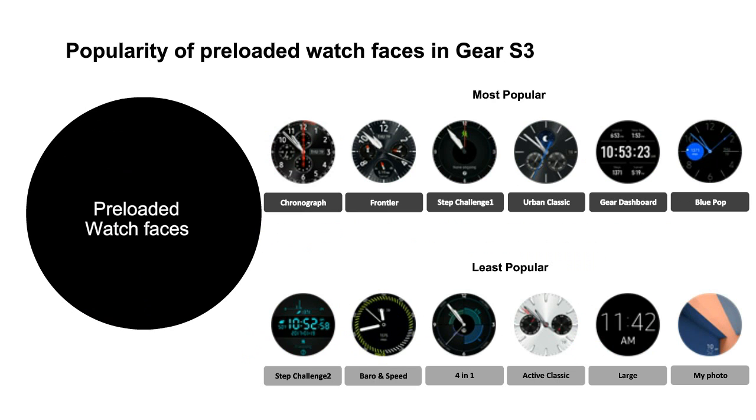Now, the popularity of preloaded watch faces in Gear S3. This is basically data to see what users are actually enabling, among the watch faces that are preloaded, which ones they prefer to use. On the top, smart watch faces are the most popular ones. Below you can see the least popular ones. And you can start seeing there's a trend. We mentioned that 80% of our users are male. So you can see how the designs are very masculine, with dark colors, sophisticated. That's the kind of content people are using.